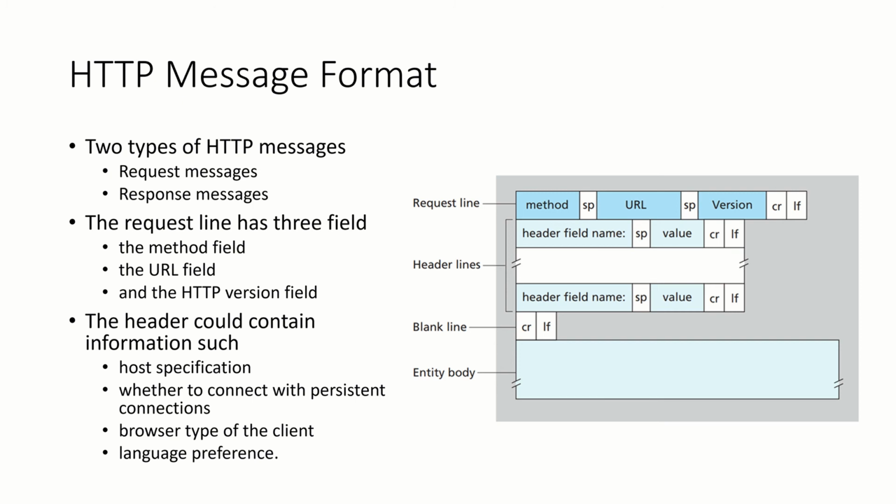The HTTP version field is the version of HTTP that is desired. The header could contain information such as host specification, whether to connect with persistent connections, browser type of the client, and the language preference.